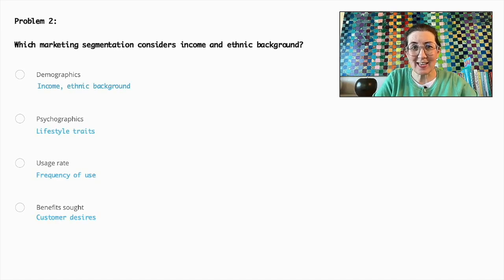The marketing segmentation that considers income and ethnic background is demographics, as it categorizes the market based on age, gender, income, education, and ethnic background.